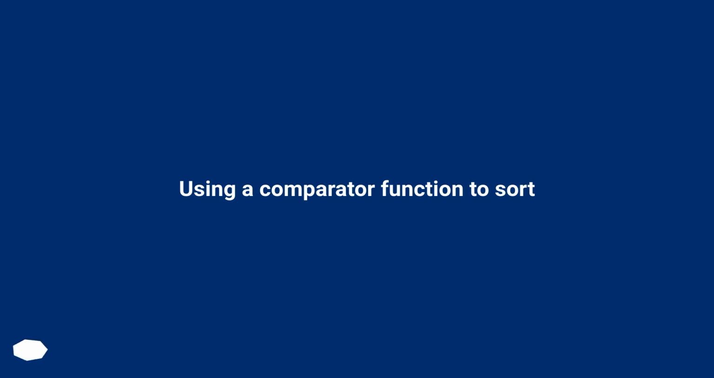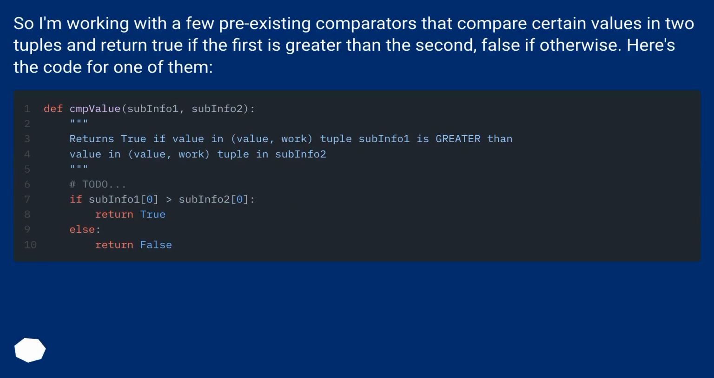Using a comparator function to sort. So I'm working with a few pre-existing comparators that compare certain values in two tuples and return true if the first is greater than the second, false otherwise. Here's the code for one of them.